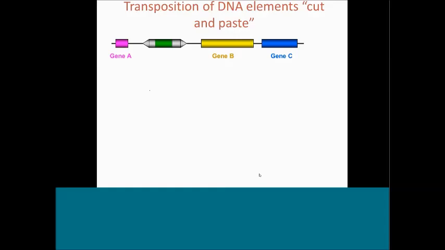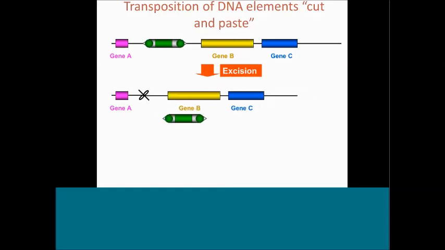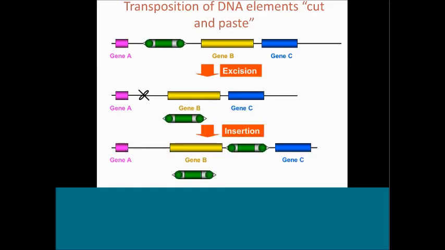So for DNA transposons, this is how they are transposed. First, they will make RNA and then make transposase protein. The transposase protein will bind to the ends and cut the element out, and then insert it into another place in the genome. So this is different from retrotransposons.